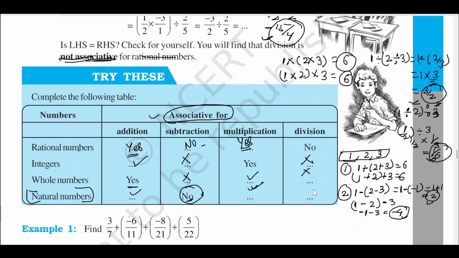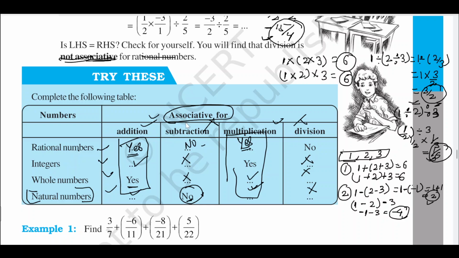So no. We can see the pattern: for addition, the associative property is being followed for rational numbers, integers, whole numbers, and natural numbers. For multiplication, it is being followed. And for subtraction and division, it is not being followed. So simple.